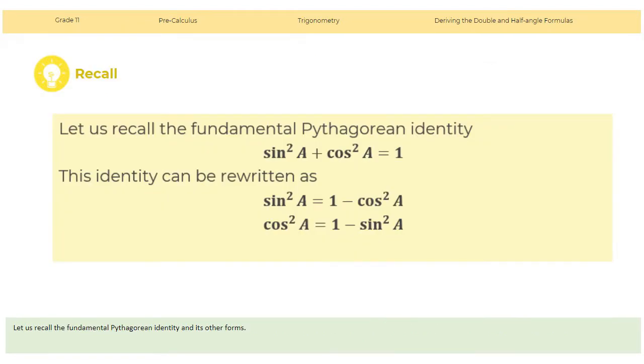Now, let us recall the fundamental Pythagorean identity and its other forms. So we have sine square a plus cosine square a equals 1. The identity can be written as sine square a equals 1 minus cosine square a, or cosine square a equals 1 minus sine square a.